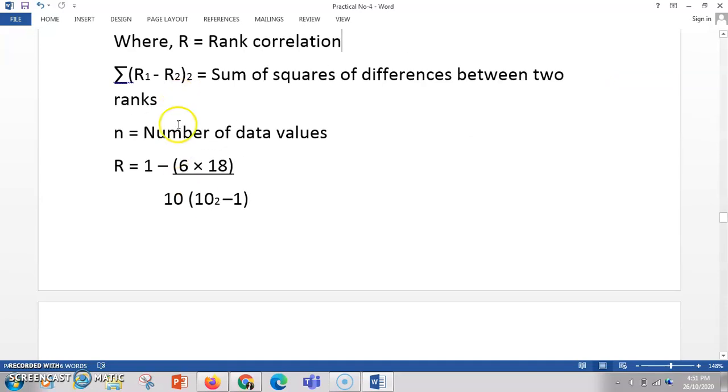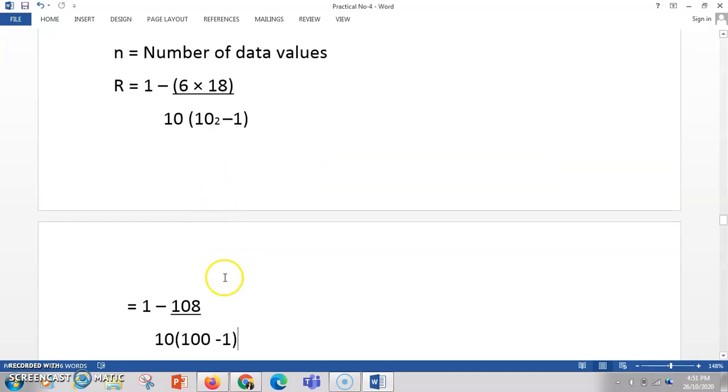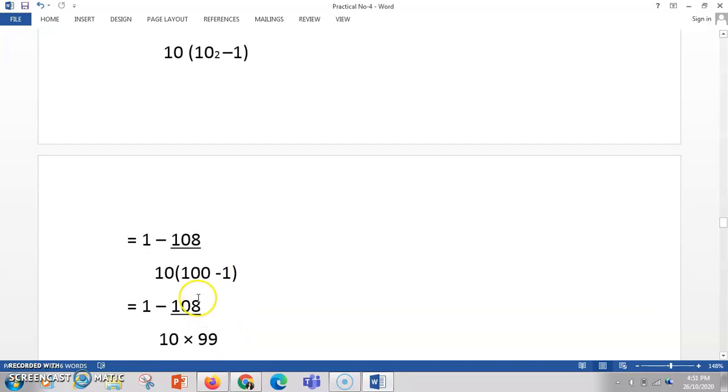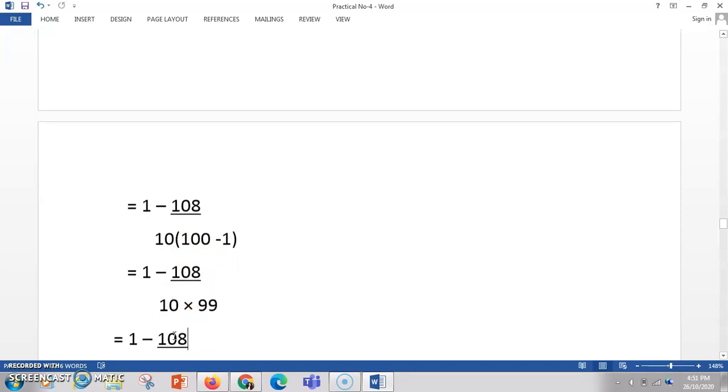So here you can see 6 we have written as it is. The value of summation is 18. N into n square minus 1. This is square. Okay. This 2 has come down, but it is a square. So here you can see that 6 into 18 is 108. Okay. And 10 into 100 minus 1. So 10 square is 100. So 100 minus 1. After 100 minus 1, we have solved the bracket. We get 99 as a value. Now 99 into 10 is 990.